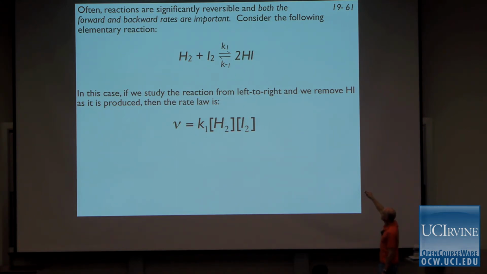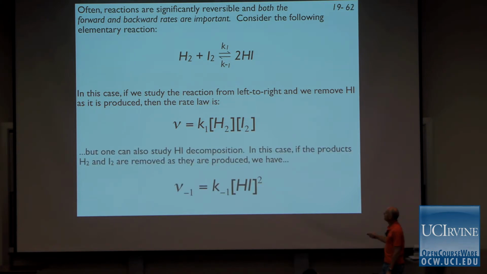In other words, if I remove the HI as it's produced, I'm basically turning off the reverse reaction. I'm not allowing it to happen at all. So this would be the rate of the forward reaction, but we can also study HI decomposition. HI decomposition would mean the reaction is running in the backward direction, and in that case, these are products of the decomposition. So if we remove them, then the rate of the back reaction would be this.